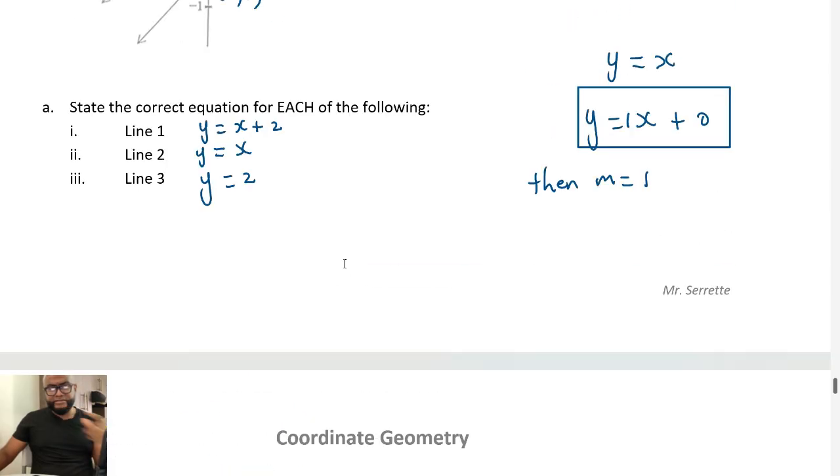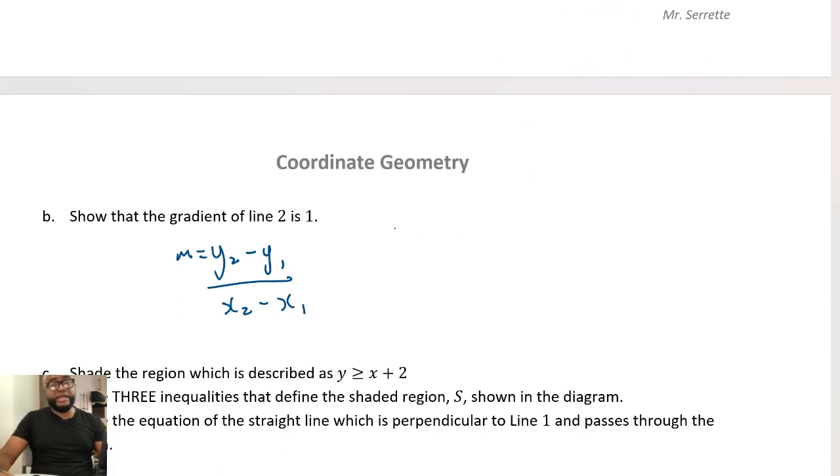Now, line 2 was which line? y is equal to x. So, any two coordinates on that line. Give me two coordinates on that line. Any two. 0, 0, 1 and 1.